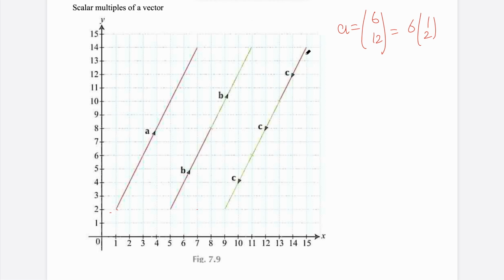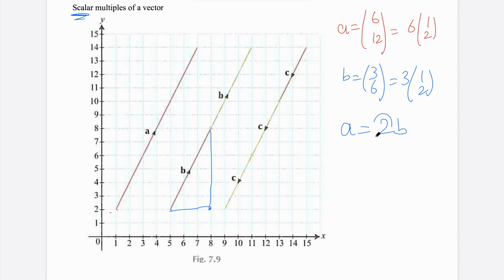If I write the same for B, B starts from here and ends at this point, so this is 3 in x, and this height from 2 to 8 is again 6. Now you take out 3 as common, you're left with (1, 2). This (1, 2) means the base vector is the same, so they are parallel, but I can see that 6 is 2 times more than 3, so I can say A is equal to 2 times B. Now the scalar multiple is this number. The vector is the same, the direction is the same, but the size is different.